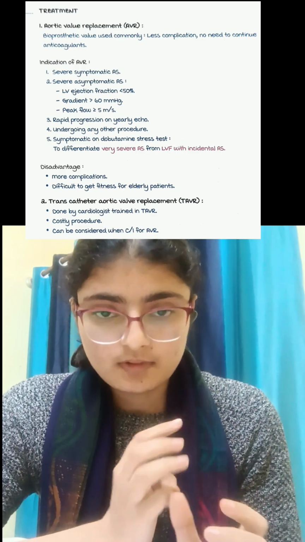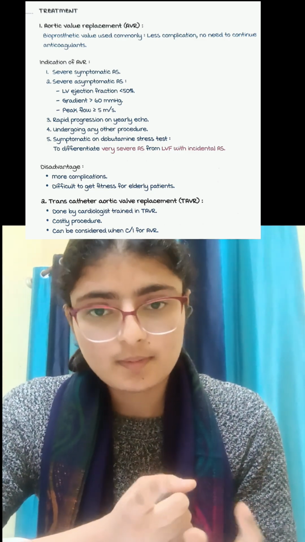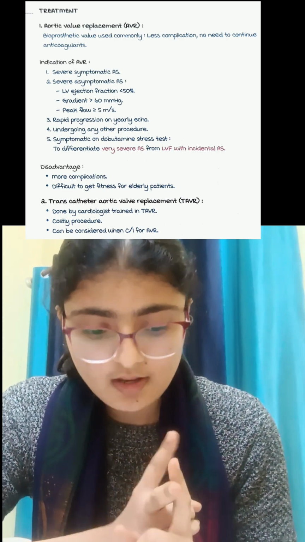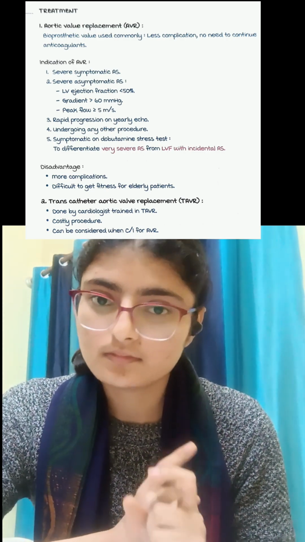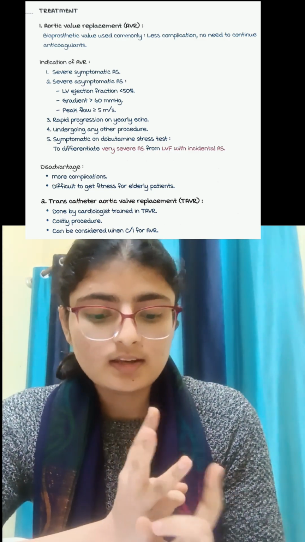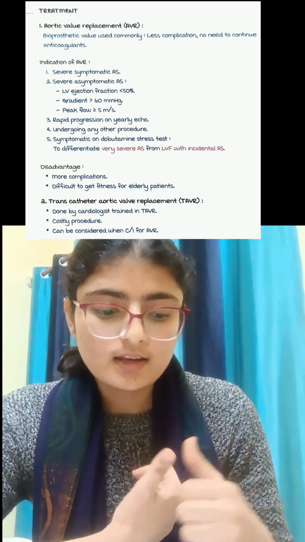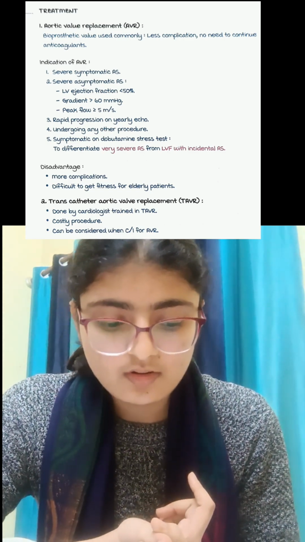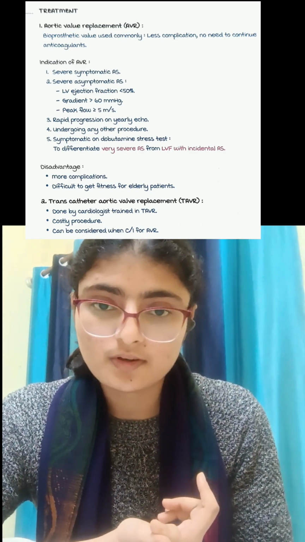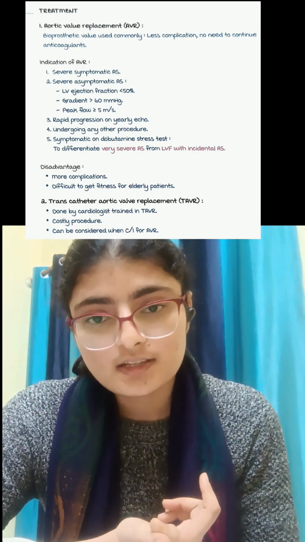Now we are reading about the indications of aortic valve replacement. We have read about severe symptomatic, and severe asymptomatic in the three conditions 60, 50, and 5. Then rapid progression yearly, if the person is undergoing any other procedure, and if the person is symptomatic on dobutamine stress test. It is used to differentiate very severe AS from left ventricular failure with incidental AS.